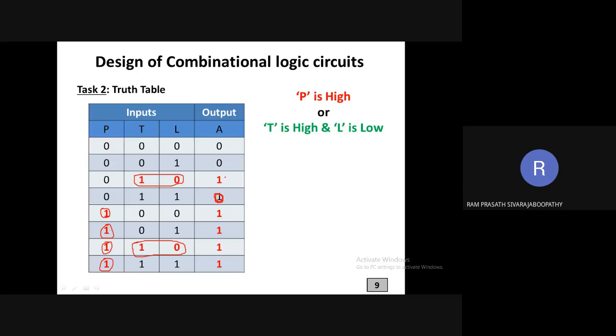So what are the minterms we are having here? See, this one is 0. Wrongly it is put as 1. Okay, 2, 4, 5, 6, 7. Very good. So for this we have to solve the K-map. Kindly find the answer and tell me.